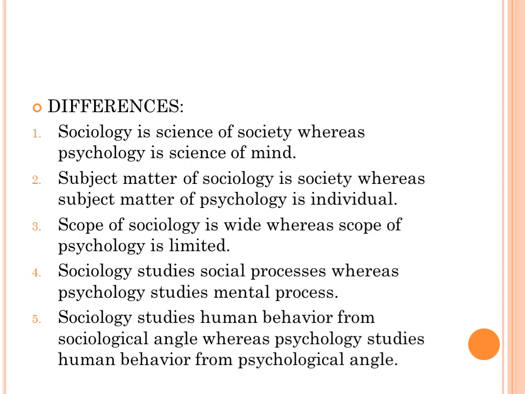These two subjects are related and have many similarities, although there are some differences as well. Some of the major differences are: first, sociology is a science of society, whereas psychology is a science of mind. Secondly, the subject matter of sociology is society, whereas the subject matter of psychology is the individual. Third, the scope of sociology is wide, whereas the scope of psychology is limited. Fourth, sociology studies social processes, whereas psychology studies mental processes. Fifth, sociology studies human behavior from a sociological angle, whereas psychology studies it from a psychological angle.